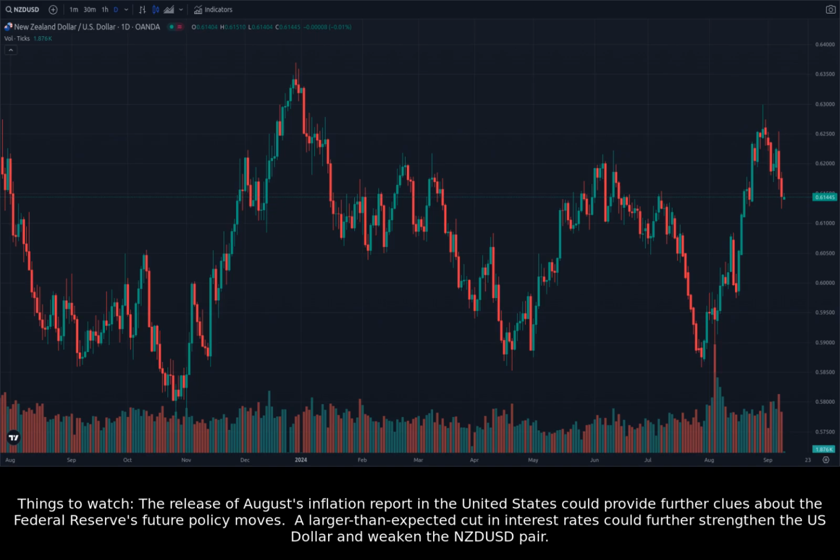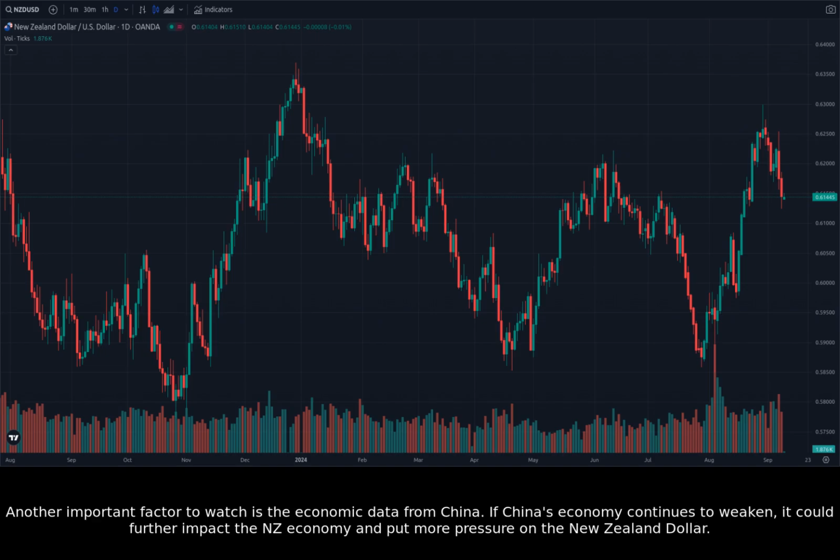Things to watch: the release of August's inflation report in the United States could provide further clues about the Federal Reserve's future policy moves. A larger-than-expected cut in interest rates could further strengthen the US dollar and weaken the NZDUSD pair. Another important factor to watch is the economic data from China.